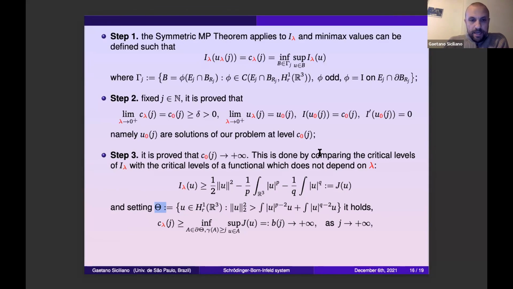they are below C lambda, and then in some sense, by passing to the limit, we see that also C0, our critical levels, depending on j, are greater than the critical levels of J, this number Bj, so they are tending to plus infinity. This is more or less the moral of the proof.